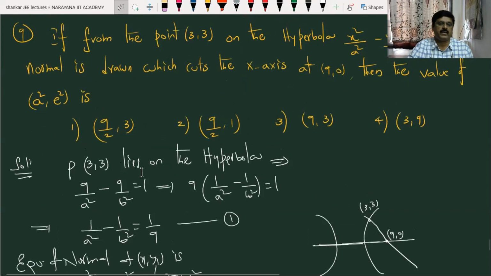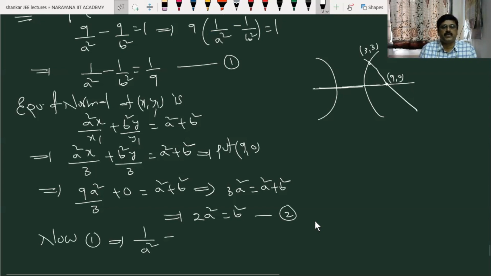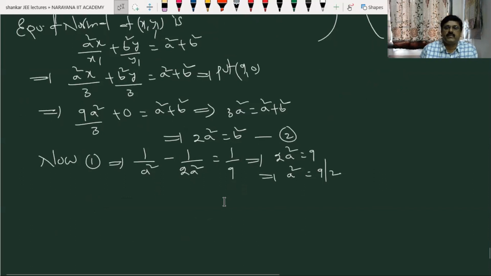2a square is equal to b square. You are asked a square comma e square. Okay. 2a square is equal to b square is a useful result, in fact. Now, equation 1, what is it, students? 1 upon a square minus 1 upon b square, with b square written as 2a square, is equal to 1 upon 9. Therefore, on calculation, you have 2a square is equal to 9, implies a square value is 9 upon 2. A square value 9 upon 2 means from 2, you have b square is equal to 2 of 9 upon 2, that is equal to 9.